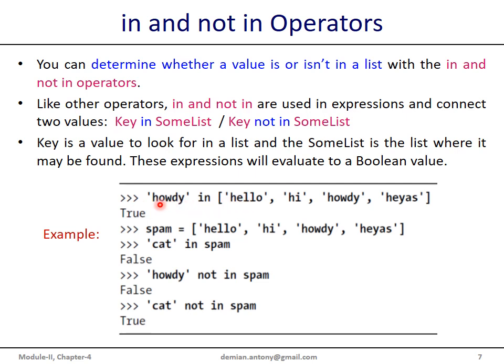Let's check whether the string howdy is present in the list. Yes, it is present. We get the value true. Let us test whether the string cat is present in spam. It is not present. It returns false. Let's test whether howdy is not present in spam. It is present in spam. That's why we get the value false.